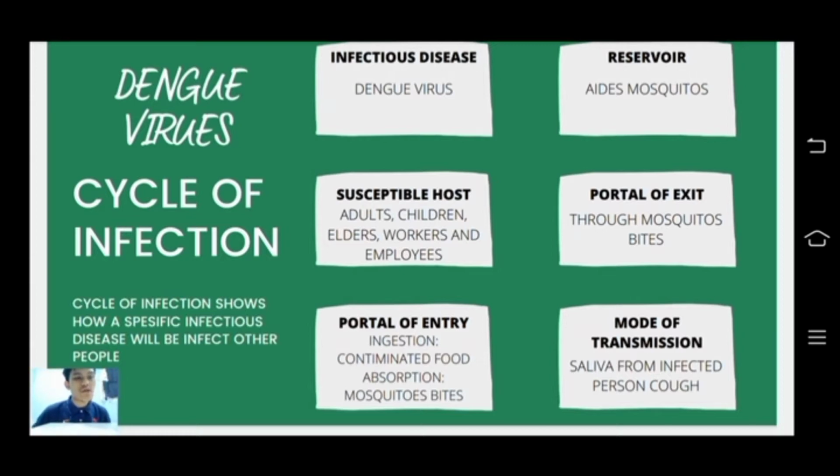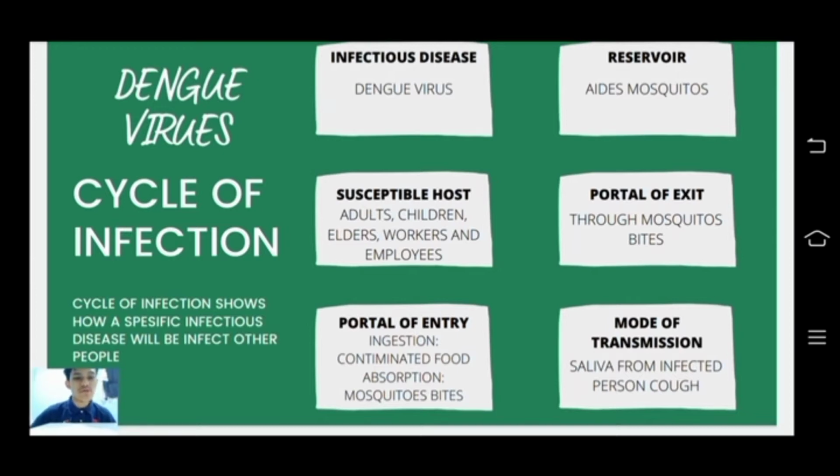Portal of exit is how the infectious disease exits the reservoir into humans. The portal of exit is through mosquito bites. Mode of transmission is how the infected person transmits the virus to other people. The mode of transmission is through saliva from an infected person's cough.